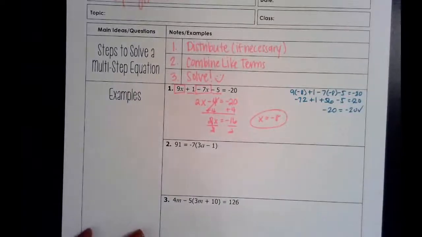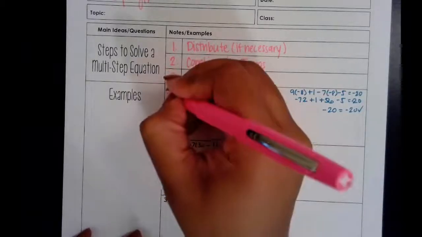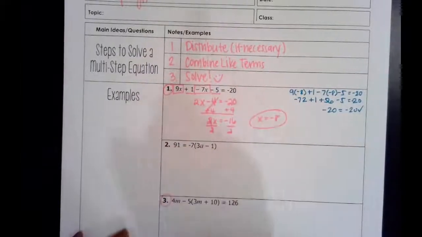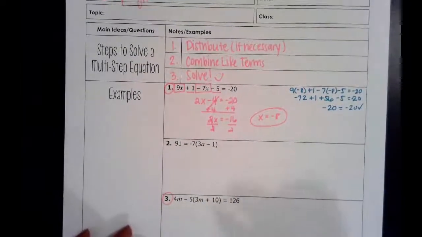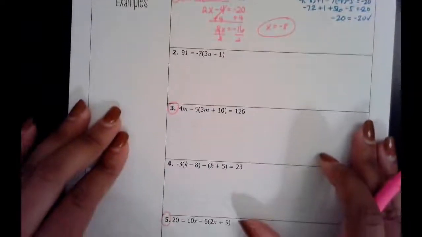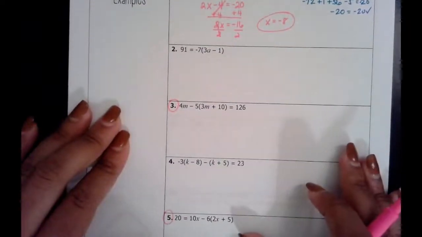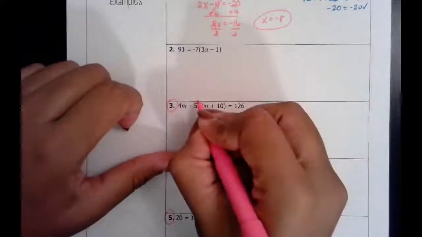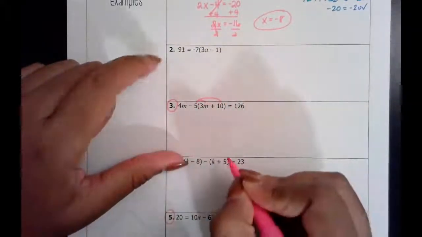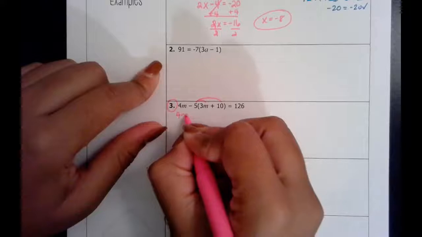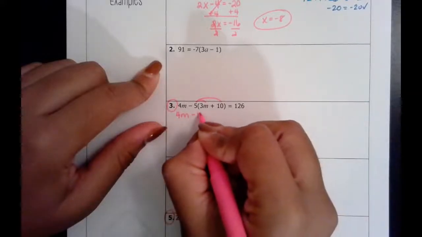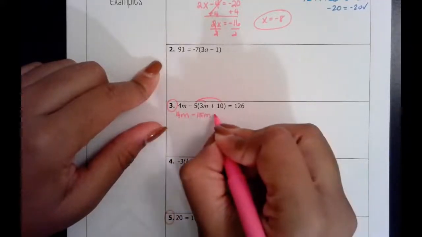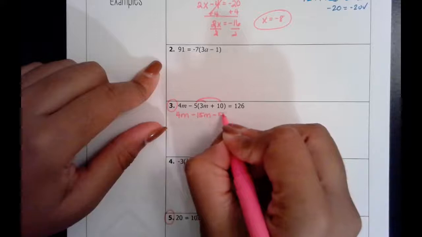So, like always, I'm doing the odds. You guys do the evens. So on to number 3. Check for distribution. There is distribution. So we will distribute this negative 5. So that leaves us 4m minus 15m minus 50 equals 126.